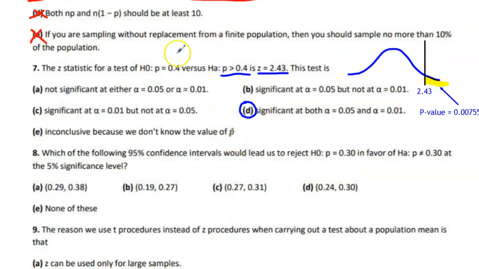Because what we do when we're doing a z statistic is we draw the standard normal curve and identify where the z value is. We don't really think that this is accurate at all.